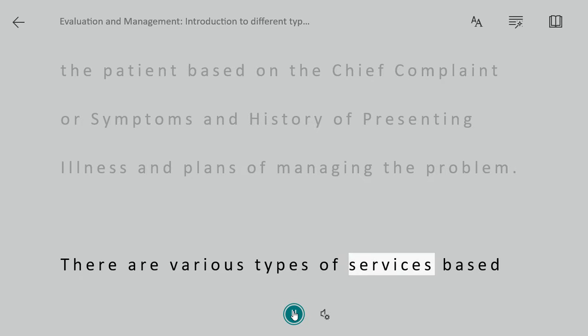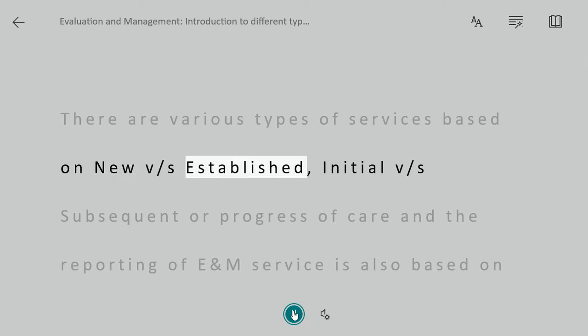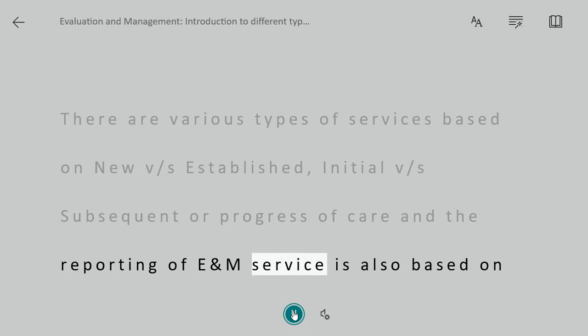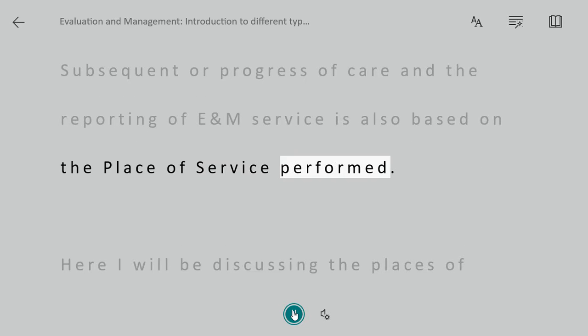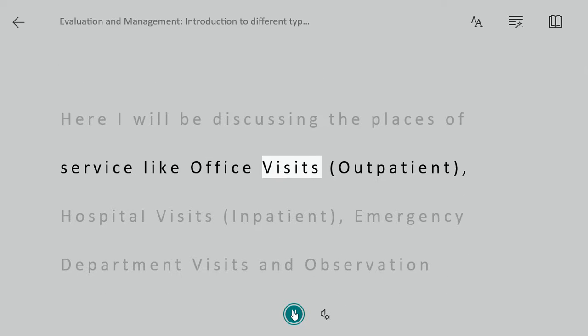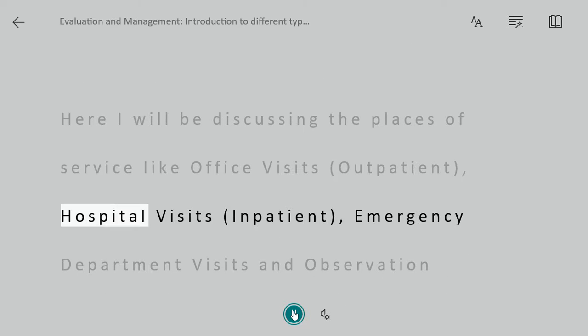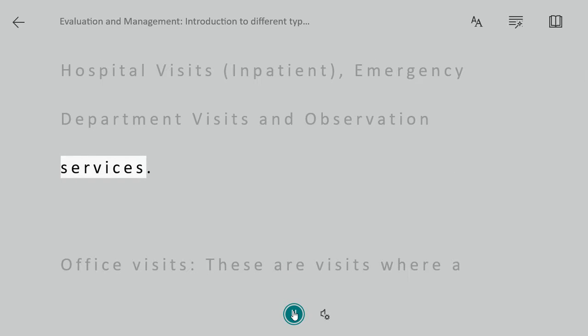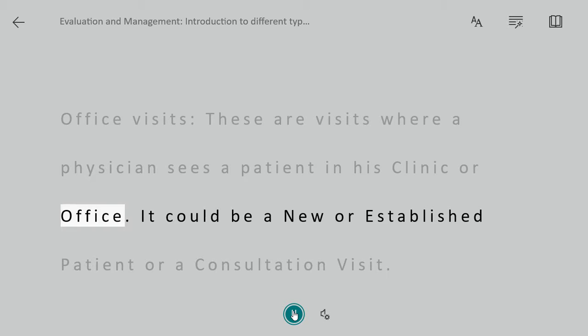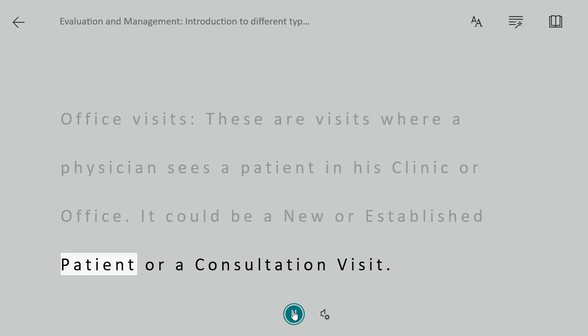There are various types of services based on new vs established, initial vs subsequent or progress of care, and the reporting of E&M service is also based on the place of service performed. Here I will be discussing the places of service like office visits, outpatient, hospital visits, inpatient, emergency department visits and observation services. Office visits. These are visits where a physician sees the patient in his clinic or office. It could be a new or established patient or a consultation visit.